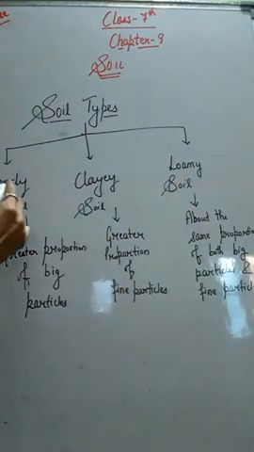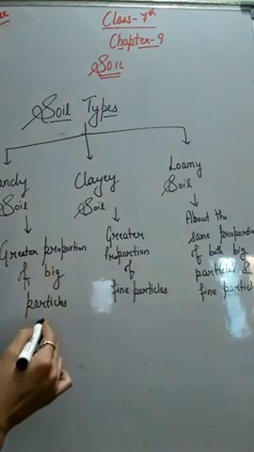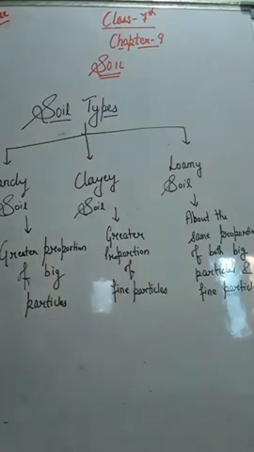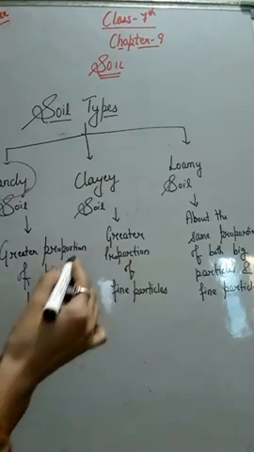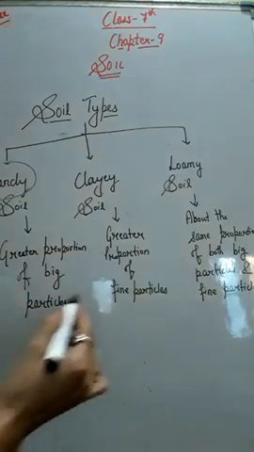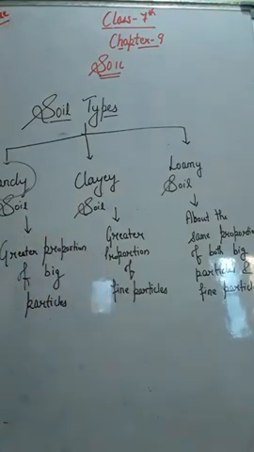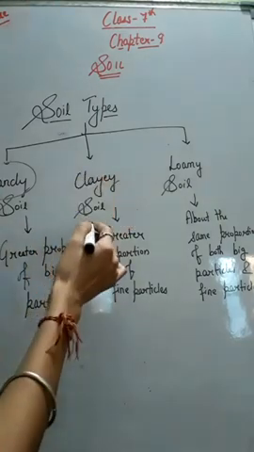The first one is sandy soil. If soil contains big particles in larger amount, then that soil is known as sandy soil. The second one is clay soil. If soil has fine particles in larger amount, then that type of soil is known as clay soil.